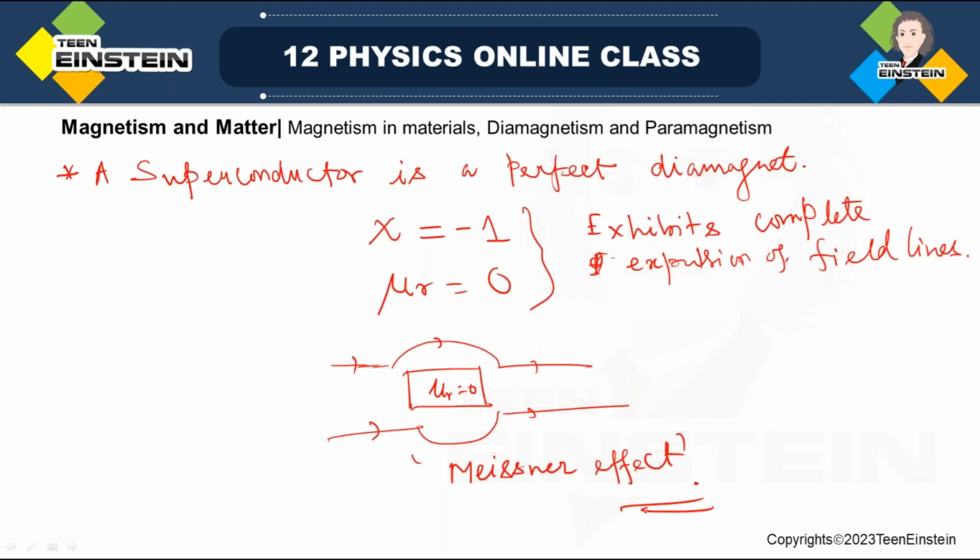Now, see this Meissner effect. Magnetic levitation is actually due to this Meissner effect.